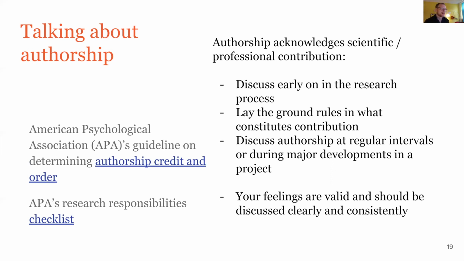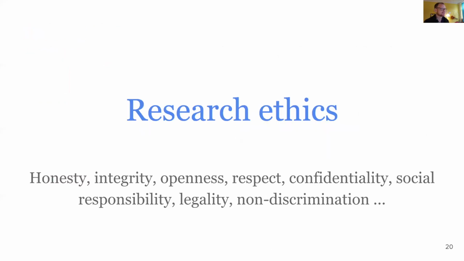criteria for authorship. So the American Psychological Association has a guideline, and they also have a research responsibilities checklist. This can be a good go-to for just getting some basic ground rules and also maybe getting some of the emotion out of the talk, just using some standardized lists.